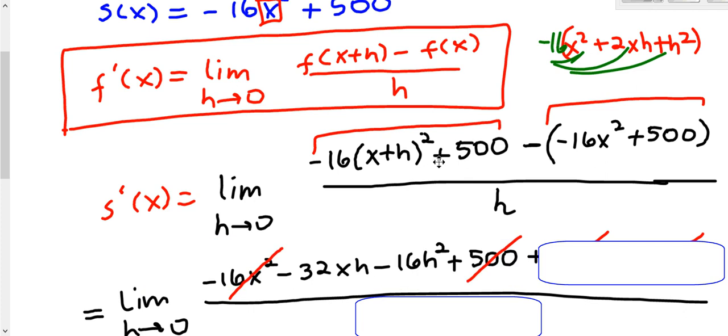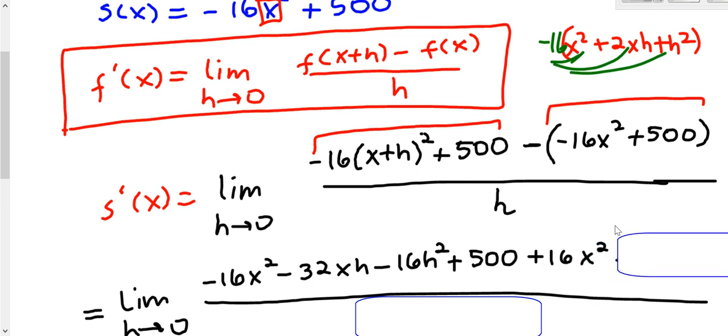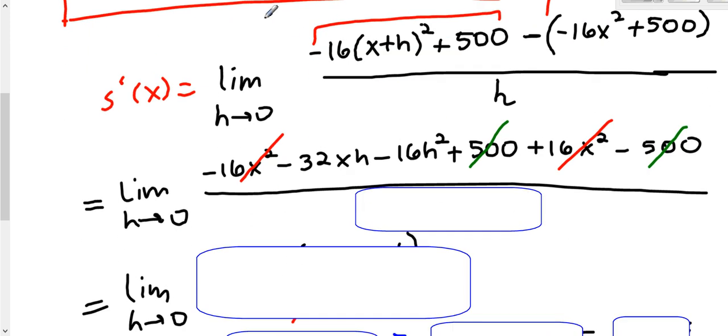And don't forget there's a plus 500 here. I just copied it over. Then distribute the negative sign here. So negative times negative 16x squared will be positive 16x squared, and then negative 500. Now cancel any opposites you might see at this point, such as negative 16x squared with the plus 16x squared, and negative 500 with the positive 500. And what we have left is the following.